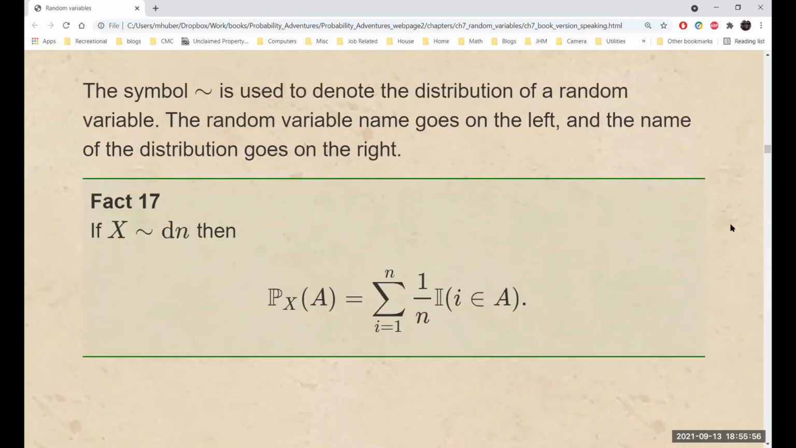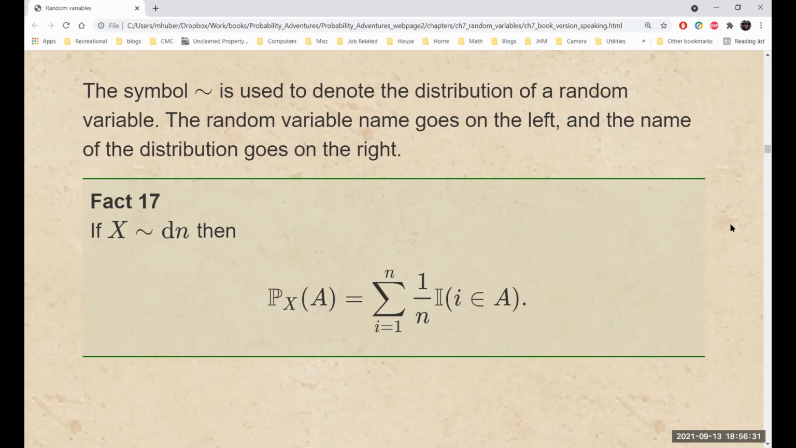Now, the symbol tilde is used to denote the distribution of a random variable. The random variable name goes on the left, and the name of the distribution goes on the right. Now, suppose that we have X distributed as this n-sided die roll, and we want to find the probability that X falls in a set A. Well, one thing that we can do is sum as i goes from 1 to n of the indicator that i is in A. That's going to count the number of elements of A.